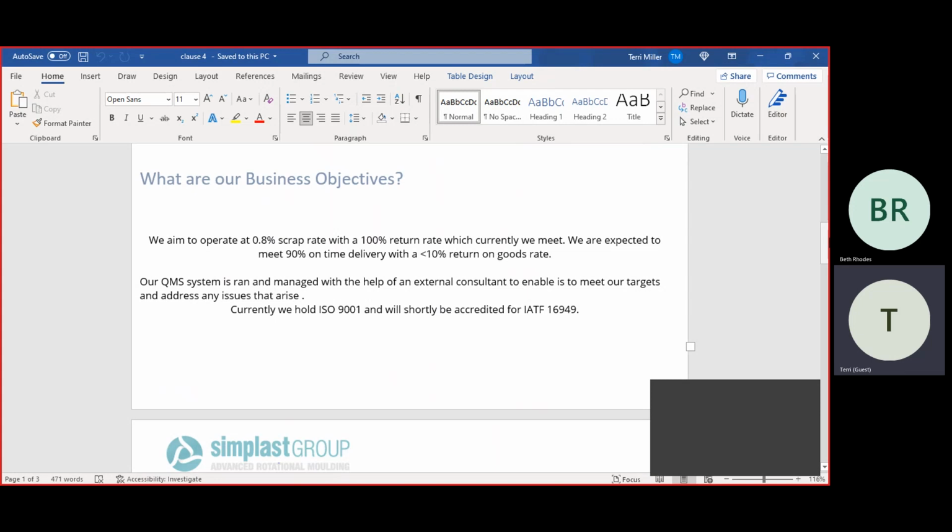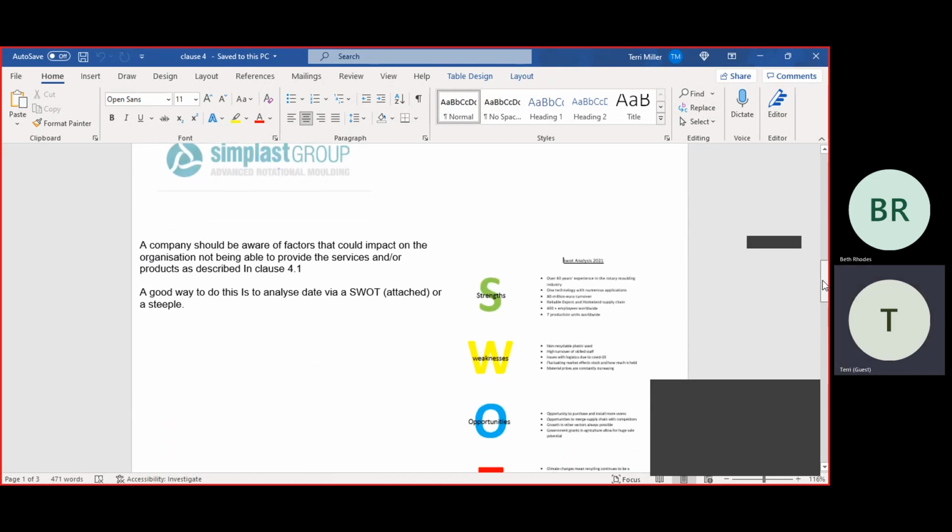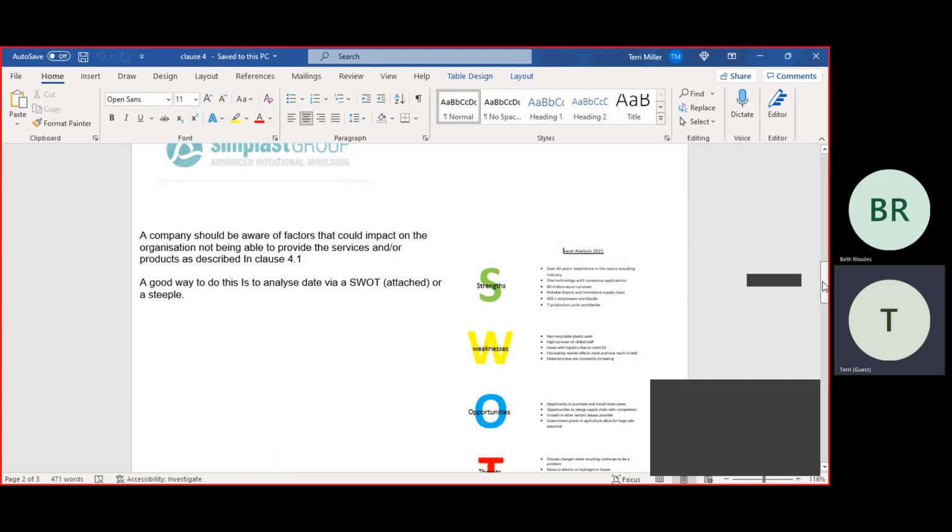We measure this by using a QMS system. Now, our QMS system is run and managed with the help of an external consultant to enable us to meet our targets and address any issues immediately that arise. It's really important that we get that external consultant in so that when we have our external audits, we are on a good footing already for that. And, you know, we're more than likely going to come out with no non-conformities. At the very worst, we get observations. So we currently hold an ISO 9001 and will shortly be accredited for an IATF 16949. It's something specific to our industry.